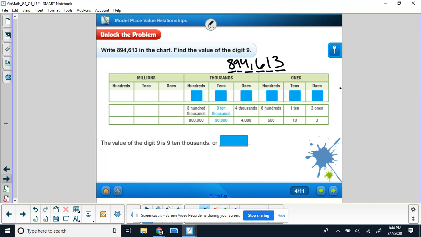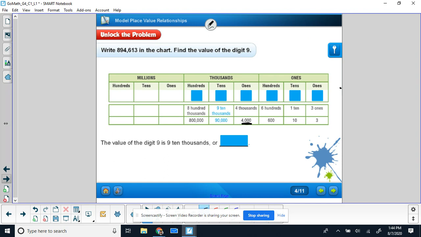And then the 1 is in the tens place. So that means there's 10 ones. I'm actually going to erase this a little bit. So then we have 6 in the hundreds place. So that means there's 6 hundreds. And then we have a 4 in the thousands place. So there's 4 thousands right here.